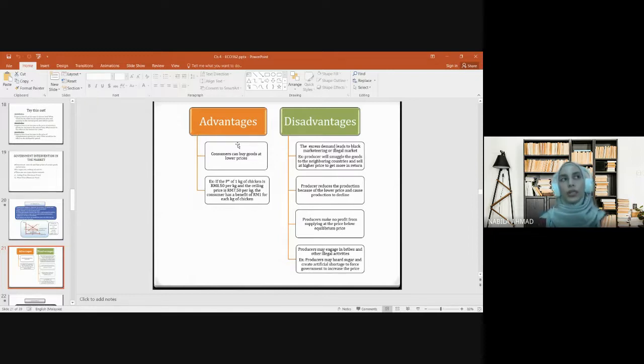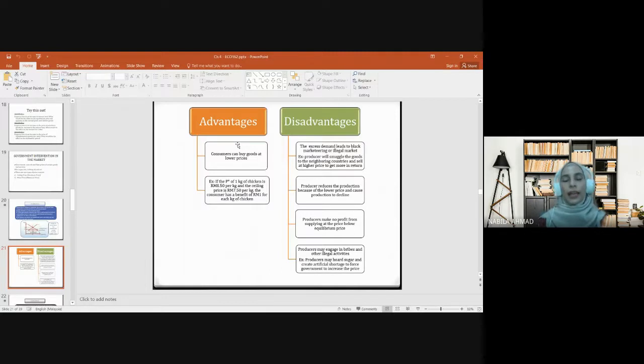Okay? And then yang kedua, producer bila dia rasa tak untung, dia akan cut the production even more. So bila dia cut the production, there will be a problem of severe shortage. Berlakulah masalah kekurangan yang agak banyak di dalam negara. And then it seems unfair to producer. Bila government impose price ceiling, harga lebih murah, jadi rugilah kepada producer. Dan akhir sekali, producer might engage in illegal activities such as hoarding.